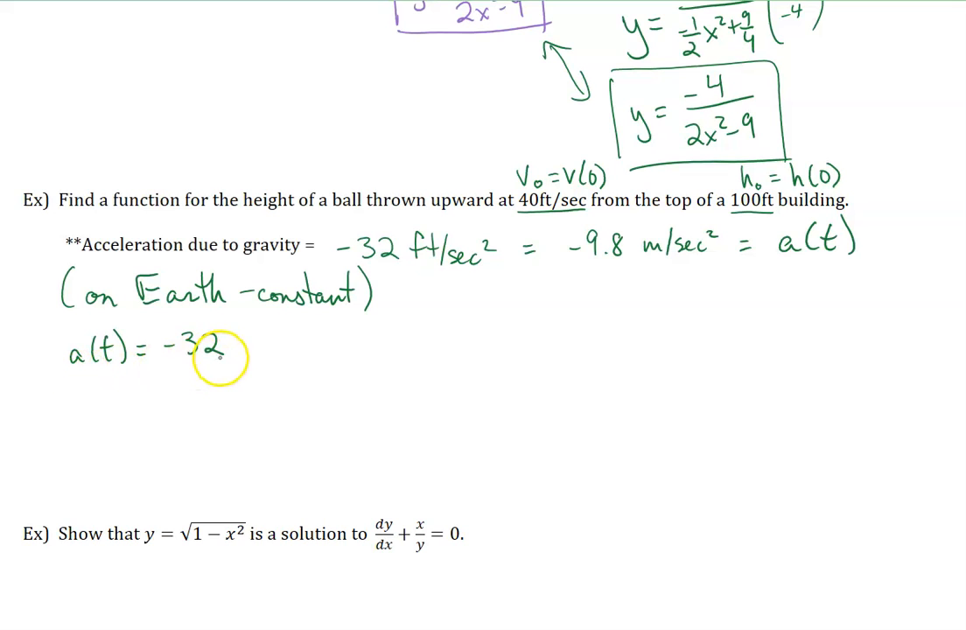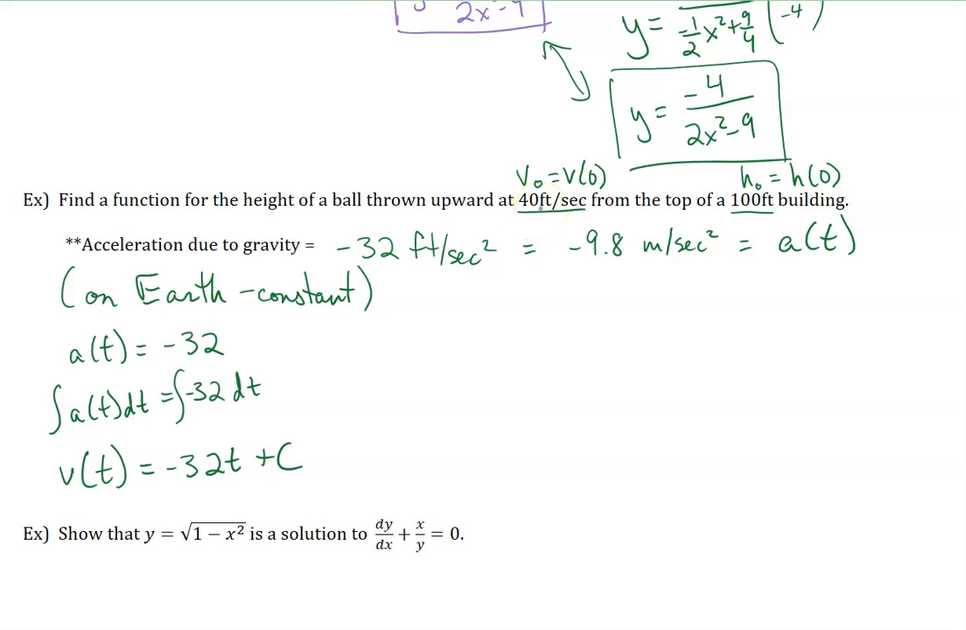So to get from acceleration, we can take the antiderivative of this with respect to t. Let me rewrite this. The antiderivative of a of t dt is going to be the antiderivative of -32 dt. And the antiderivative of acceleration with respect to time is going to be velocity. And the antiderivative of -32 with respect to t is not -32x, it's -32t. And then remember, we need a plus c.